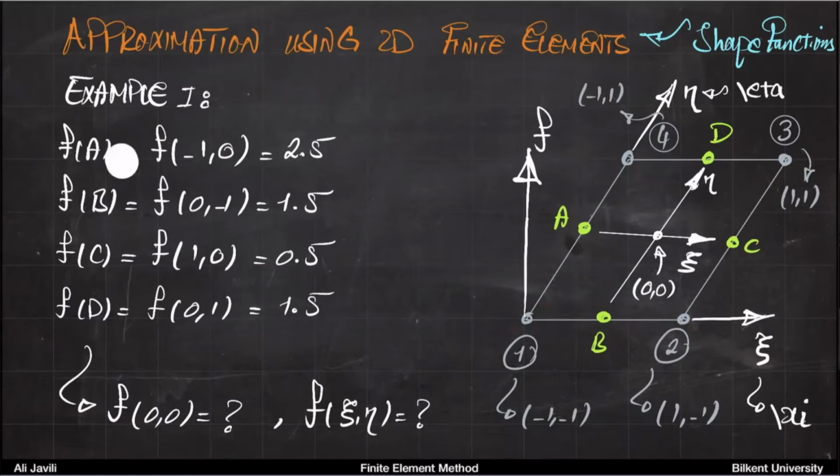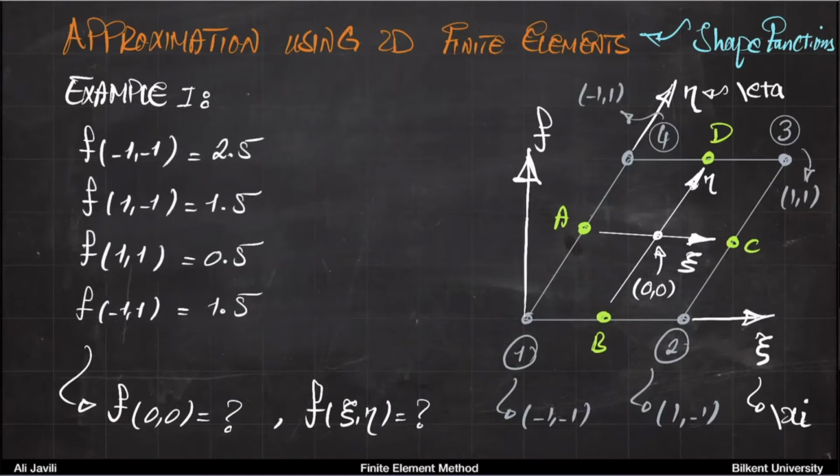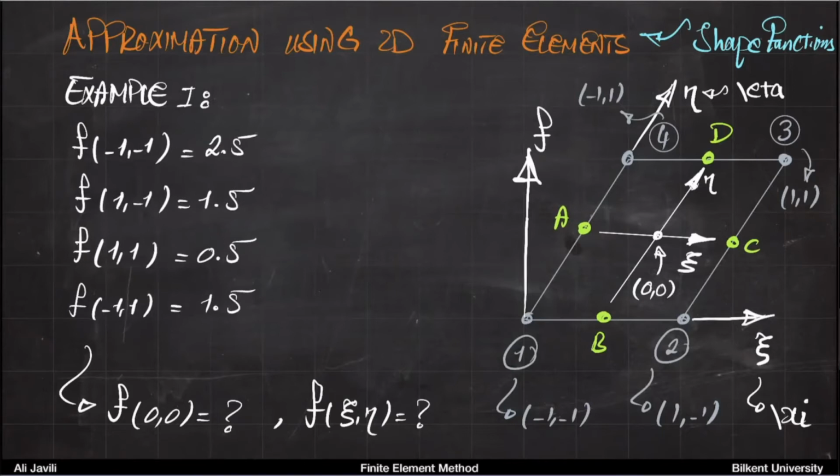I'm going to change these coordinates to the 4 points. So these 4 points now could be at point 1, point 2, point 3, point 4. Point 1 is -1, -1. Maybe point 2 is 1, -1. Then point 3 is 1, 1. And then point 4 is -1 and 1. You see, now it's a similar example, but it's not the same example.